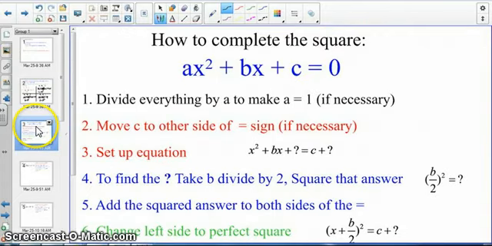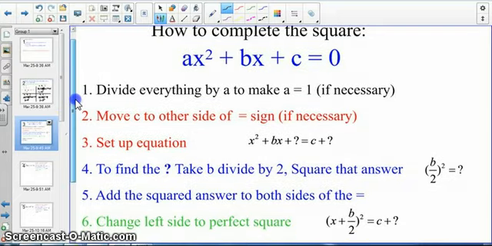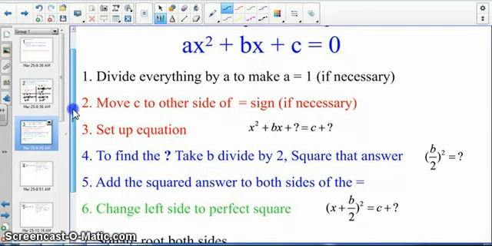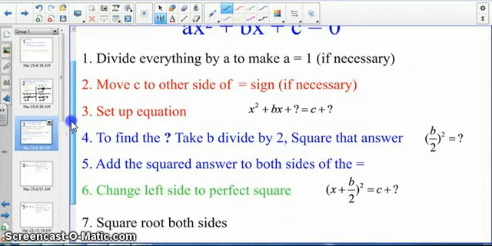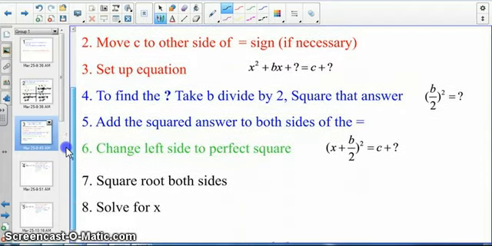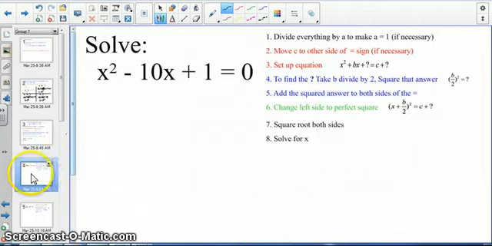How to complete the square. You could read through all of these steps, but I'm going to talk through it. Actually all these steps will be on each example. First step, divide everything by a to make a equal 1 if necessary. Go ahead and label your numbers right now, a, b, and c. A, it's 1 right now, so we don't have to do step 1.